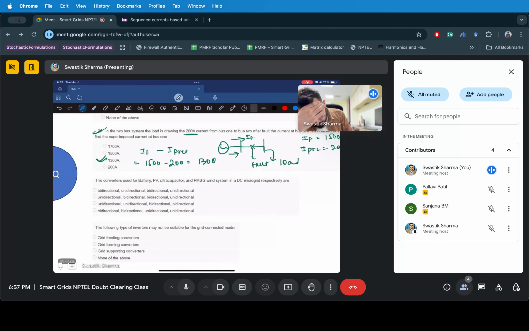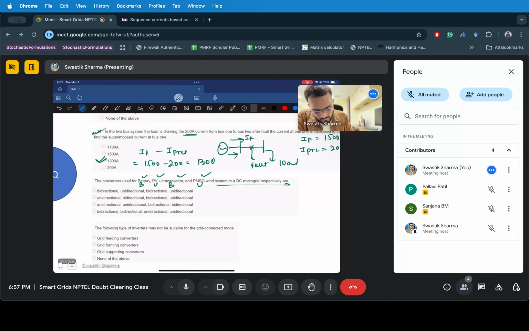Now the converters used for battery, PV, ultracapacitor and PMSG wind system in a DC microgrid respectively are. So I told you battery can charge and discharge. PV can only give power, right? It cannot be used to charge. Ultracapacitor can also charge and discharge, and PMSG has to give power back to the system, right? So you need bidirectional for battery, unidirectional for PV, bidirectional for ultracapacitor and unidirectional for PMSG. So the correct answer would be A, bidirectional, unidirectional, bidirectional, unidirectional, right?